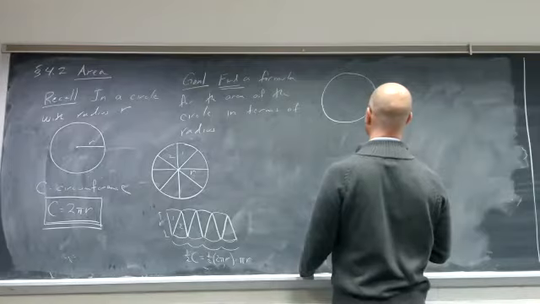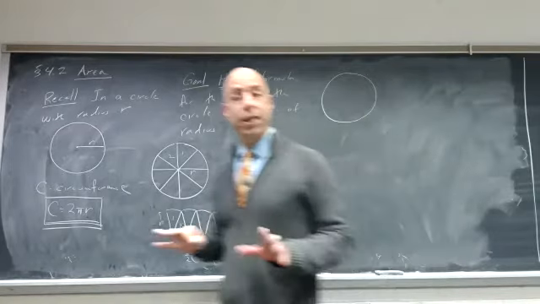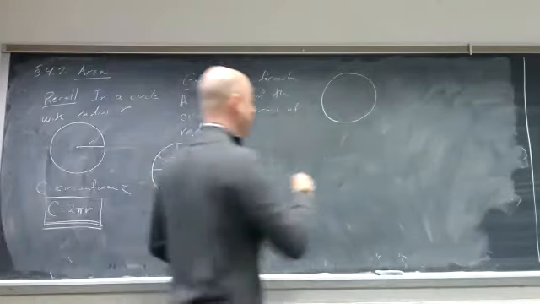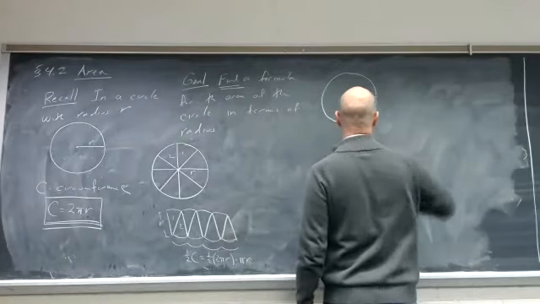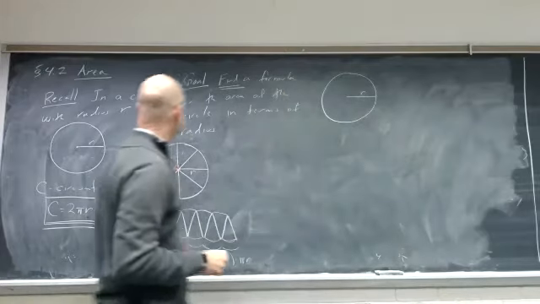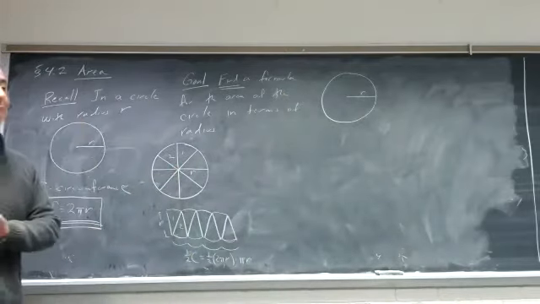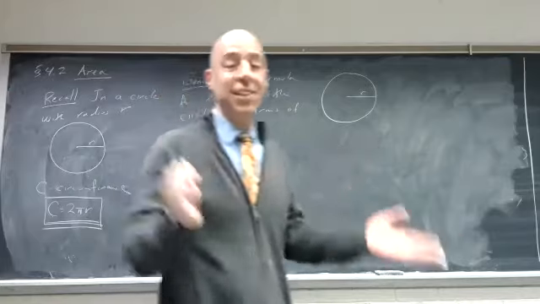Still looks more like a potato, but we'll just work with it. This time, it still has radius r. So same pizza, same size pizza anyway. But this time, instead of cutting it up into 8 slices, I want to cut it up into a lot of slices, like let's say 1,000 slices.